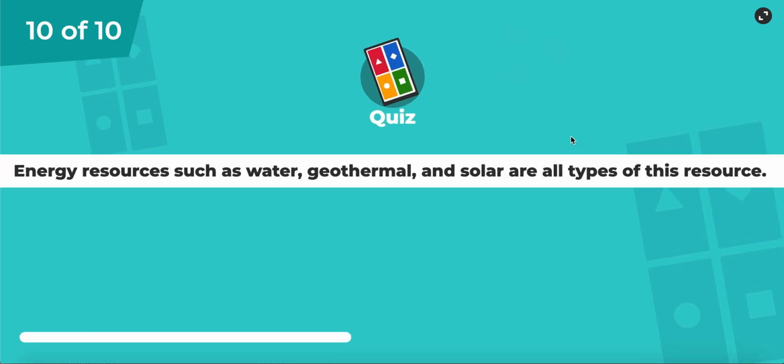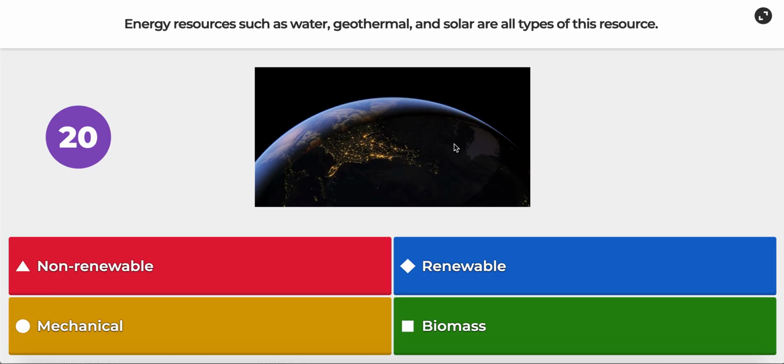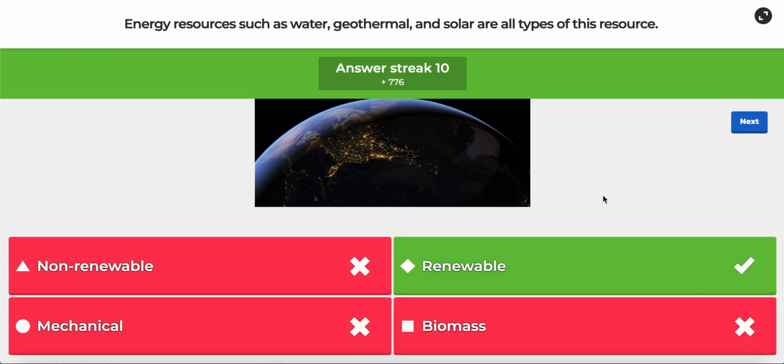Energy resources such as water, geothermal, and solar are all this type of resource. And that's because water, such as tidal energy, geothermal, which comes from the heat of the earth, and solar, those are all renewable sources of energy because they just naturally occur and are just part of the natural existence of the planet and the sun and the universe.